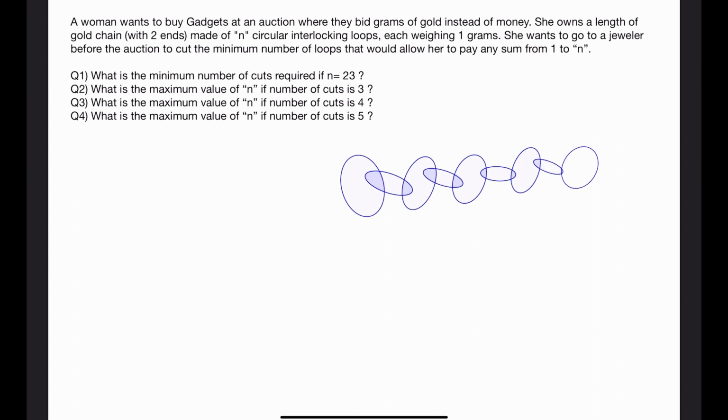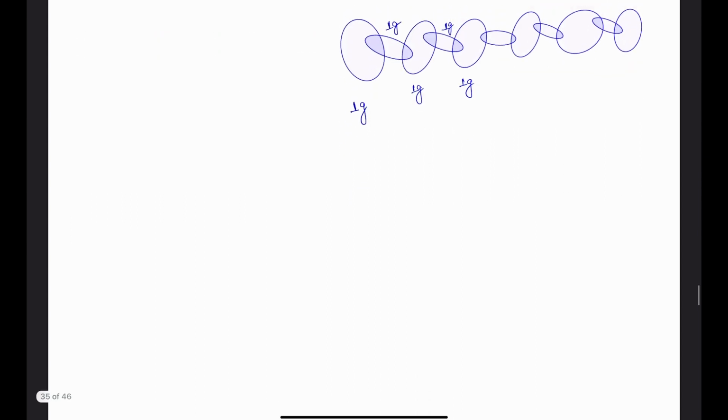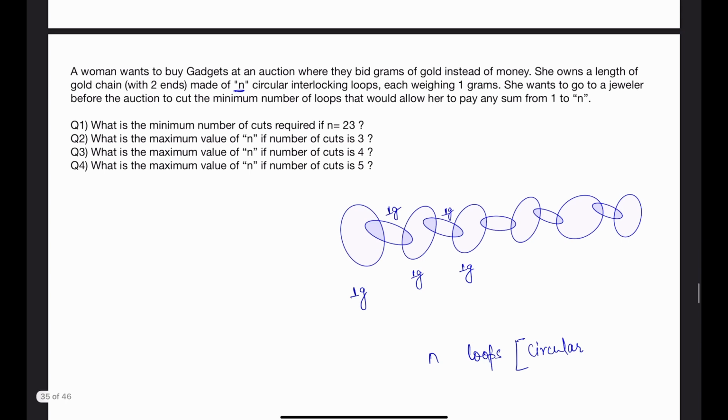Let's suppose this is the loop she is having, and each loop weighs 1 gram, 1 gram, 1 gram, 1 gram, 1 gram. And one more thing: it has not been specified anywhere till now what the length of the gold chain is. It's just given that there are a total of n circular interlocking loops.